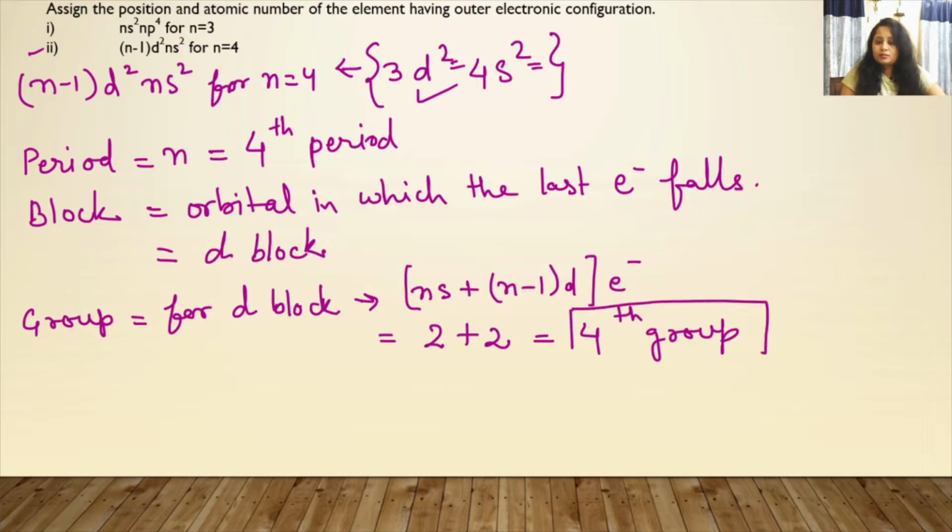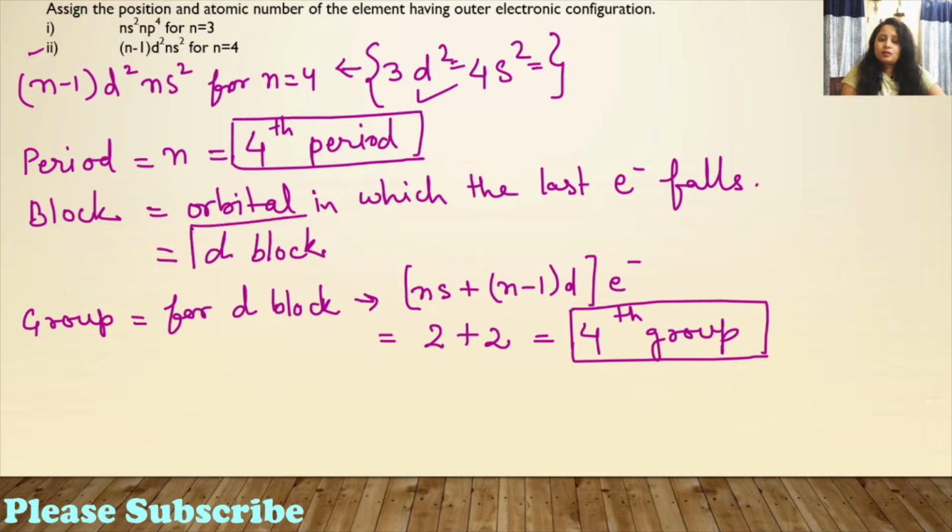Let's close it in the box. The given element, we can get the position. It is from d block, 4th period and 4th group. This is the position of the given element (n-1)d2 ns2 for n equal to 4.